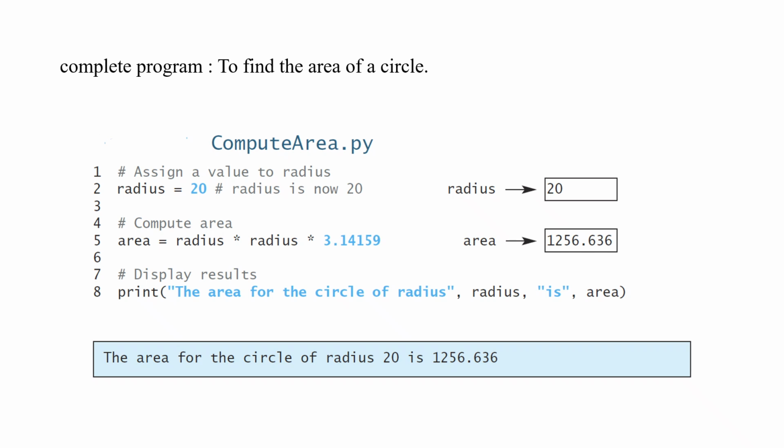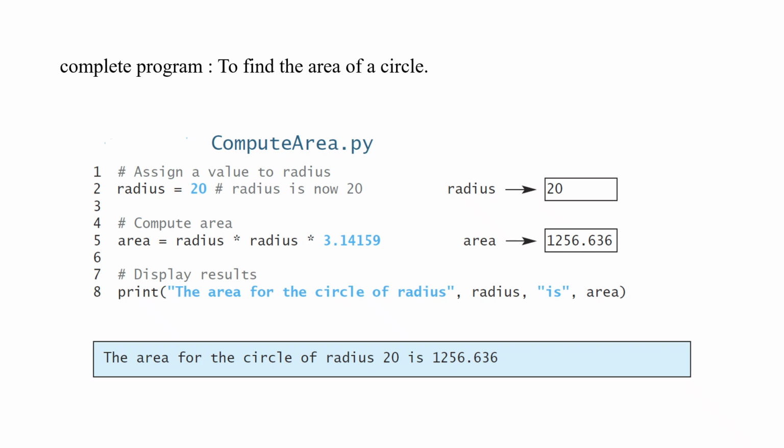Suppose you want to find the area of a circle using the Python language. First you have to assign the value of radius. So radius is a variable, and you can assign a value to it, equal to 20. 20 is an integer value, automatically assigned to the variable radius. Next you compute the area of the circle. So pi r squared: area is equal to pi, the value of pi is 3.14159, times radius times radius. This statement will find the area of a circle.